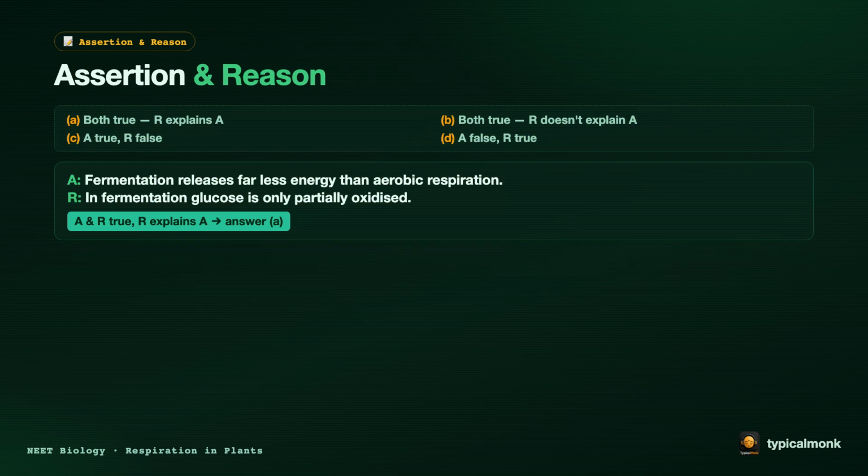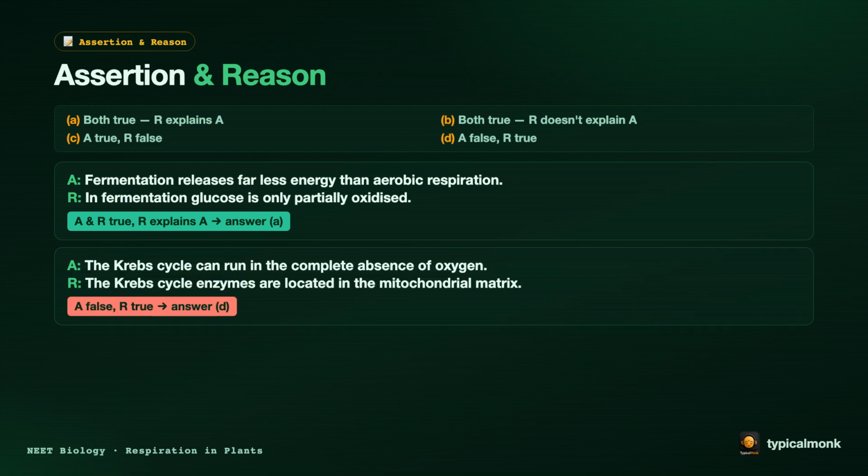Now the first drill, assertion and reason. Each time, ask, is A true? Is R true? And does R explain A? First, A, fermentation releases far less energy than aerobic respiration. R, in fermentation glucose is only partially oxidized. Both are true, and R correctly explains A, so the answer is second.